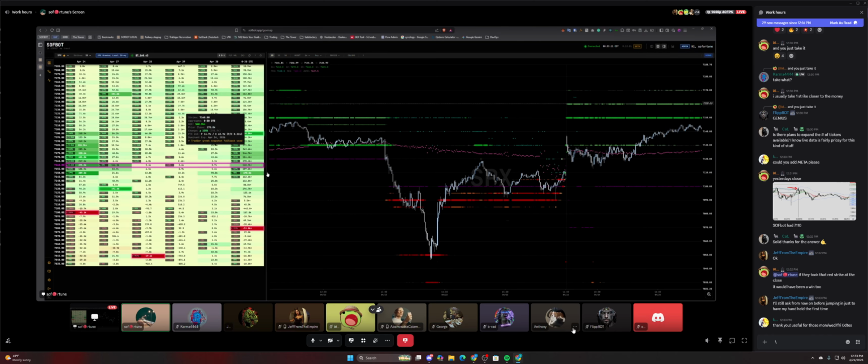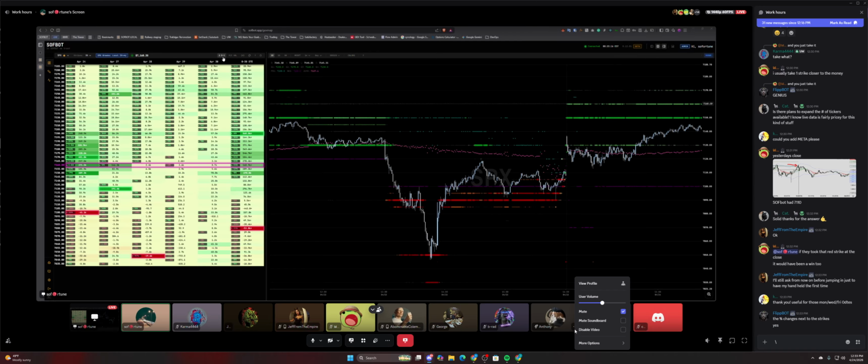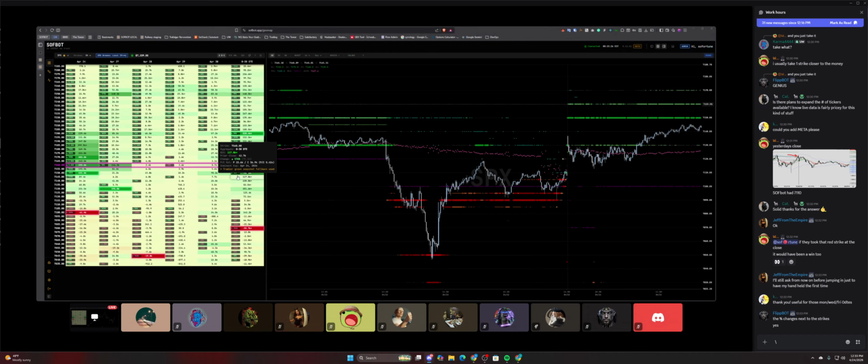Flipbot, if you're asking about the percentage, yeah, this is D1 delta, so D minus 1 delta. Basically, yesterday's at-close GEX value minus current GEX divided by current GEX value. So that's what these percentages are.